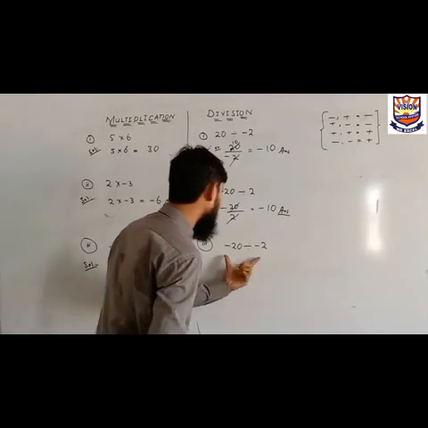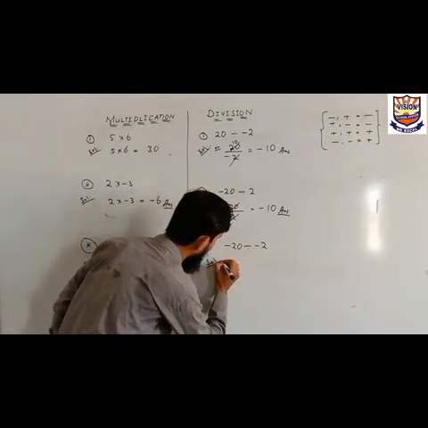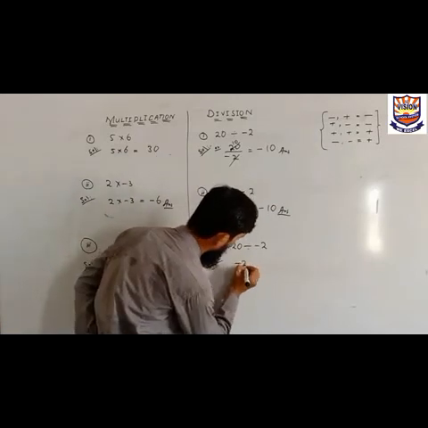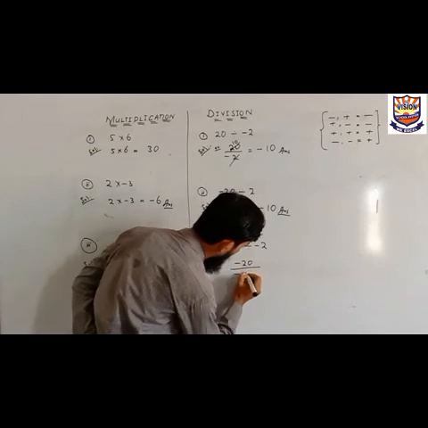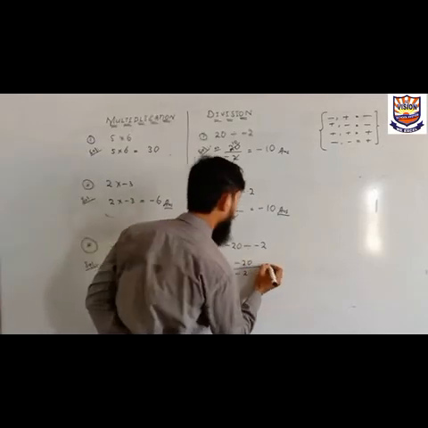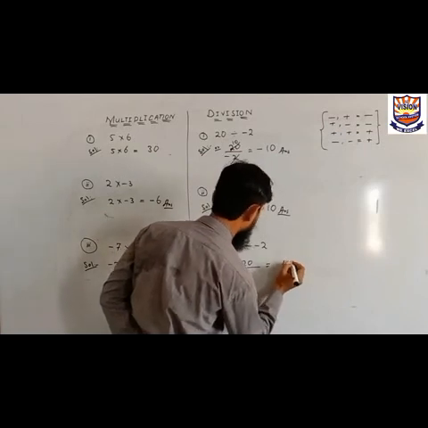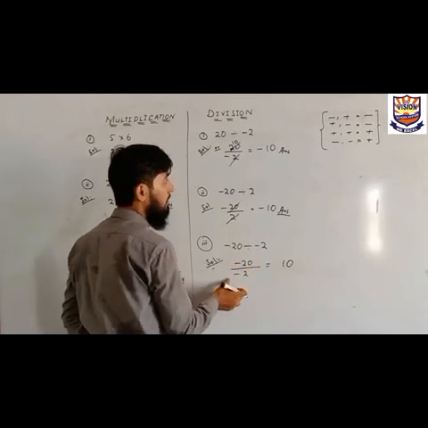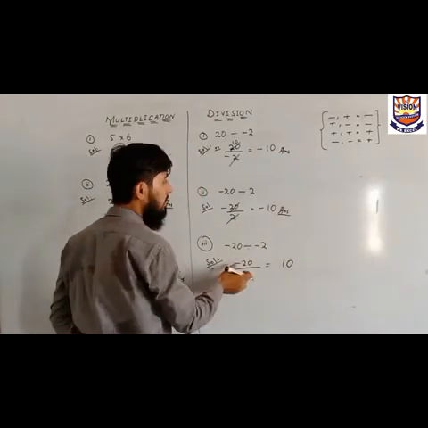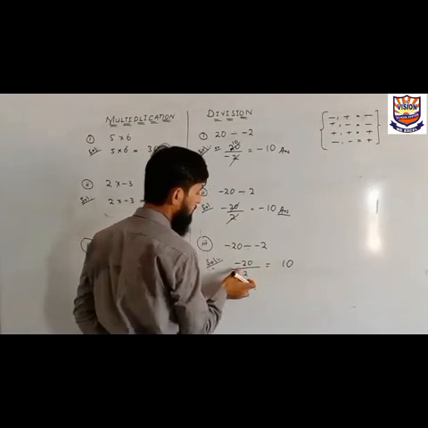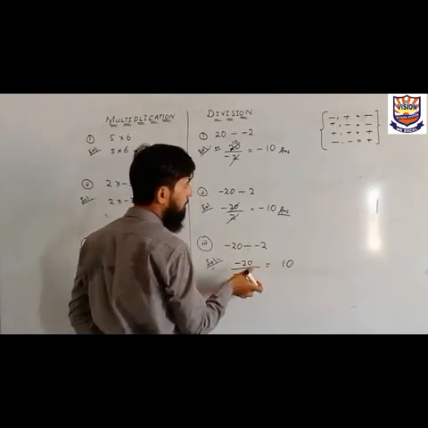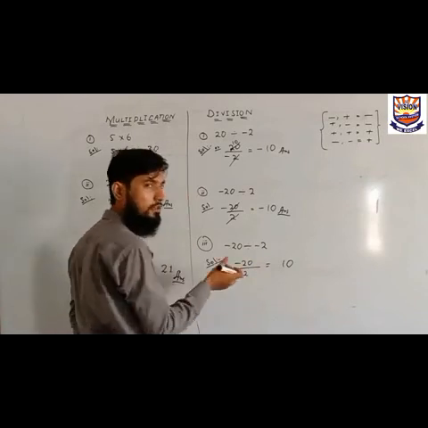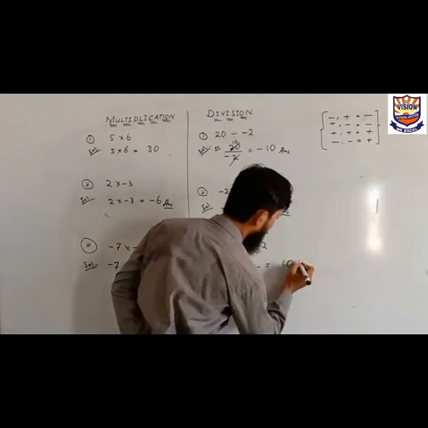Here both the numbers are negative, so what would happen? Minus 20 divided by minus 2 is 10. When the signs are the same, the result is positive. As we know, when the signs are the same, the result is positive. Minus minus is plus, plus plus is plus, and minus minus is also plus. So when both numbers have the same sign, our result would be positive.